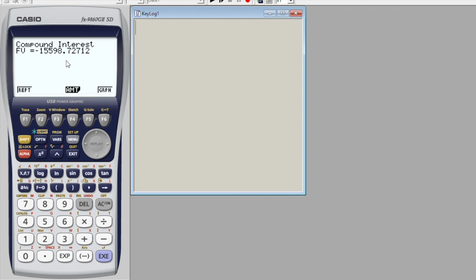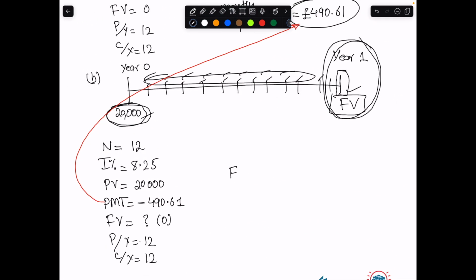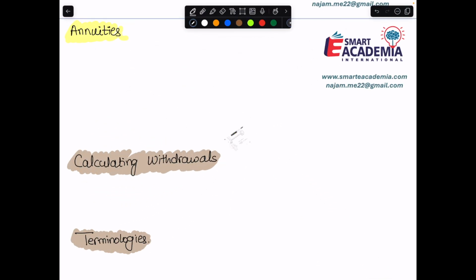Now why is it negative? It is negative because it is still payable. It is something that needs to be paid back. So this is the future value or the outstanding balance of the loan after 1 year. As found from the calculator, the future value is negative 15598.72 pounds. Which means that the outstanding balance after 1 year is going to be $15598.72.